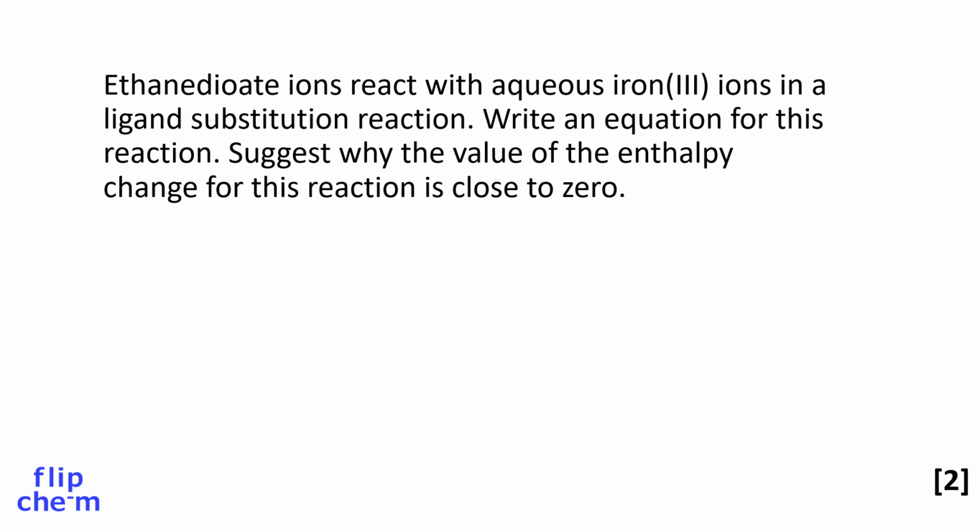Here's the first part of the question. Ethane dioate ions react with aqueous iron-3 ions in a ligand substitution reaction. Write an equation for this reaction. Suggest why the enthalpy change for this reaction is close to zero.